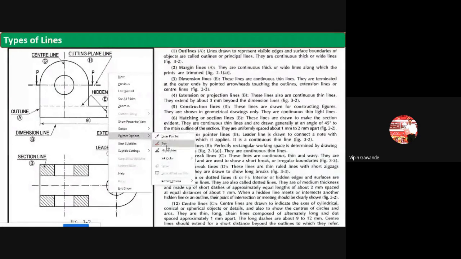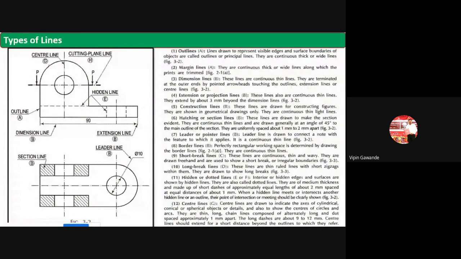Whenever you draw any drawing, we have to use different types of lines. First, suppose you have drawn your drawing, you have to use the center line. The center line is something like this: long dash, then dot, then long dash, dot. Whenever you draw a circle or semicircle in your drawing, you have to show the center line. This is a compulsory line. So the center line is the first line.